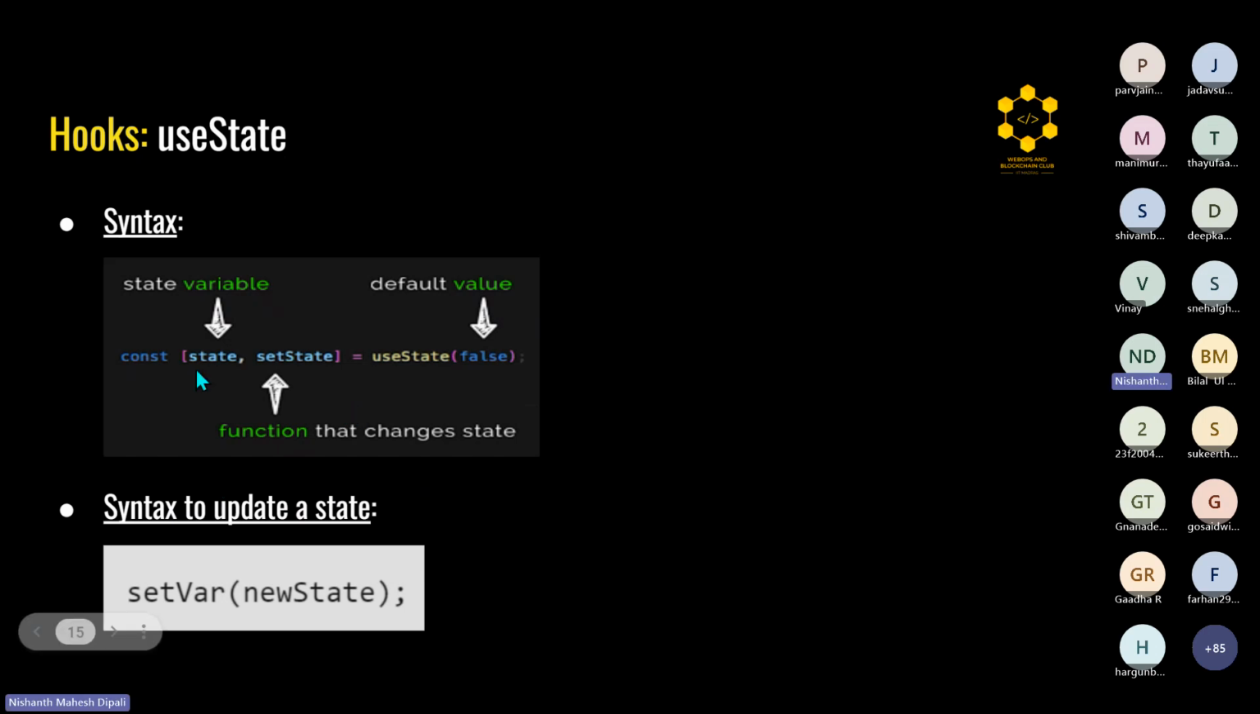Basically, the most used hook would be useState, and this will be the variable which stores the data. setState is a function that you call whenever you want to change the value of the variable. And useState is the name of the React hook. Whatever you provide inside this will be the default value.